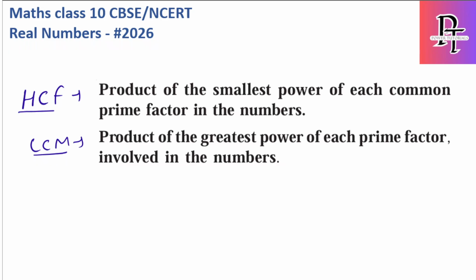Okay, then we have HCF and LCM. So what is HCF? It is the product of the smallest power of each common prime factor in the numbers, whereas LCM is the product of the greatest power of each prime factor involved in the numbers. If you notice here, there is a small difference. For HCF it is each common prime factor, and for LCM it is each prime factor involved in the numbers. So this point I'm marking in red color because this is the main topic. Common prime factor for HCF, whereas here, involved prime factors in the numbers.